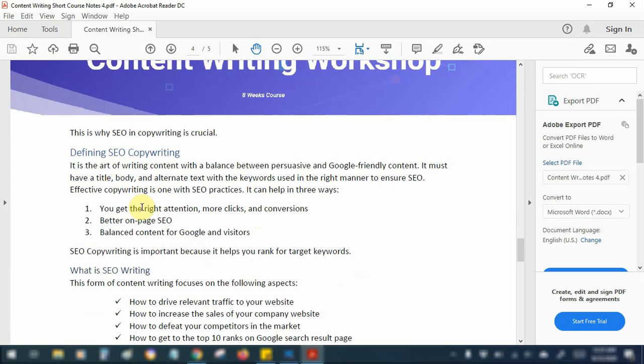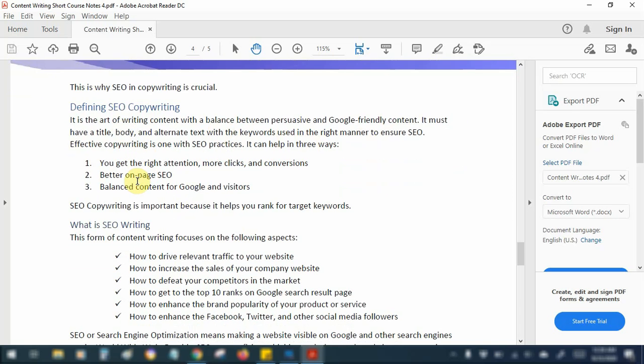Defining SEO copy. Here you'll find a bit more of an explanation on what SEO copy means and what you need to know as a copywriter. It is an art that you need to master, because you have to be persuasive and make sure that the content is Google friendly. Even though you will be given keywords to use, you cannot overuse them to make the content spammy. So you have to write content effectively using the keywords in a meaningful way.